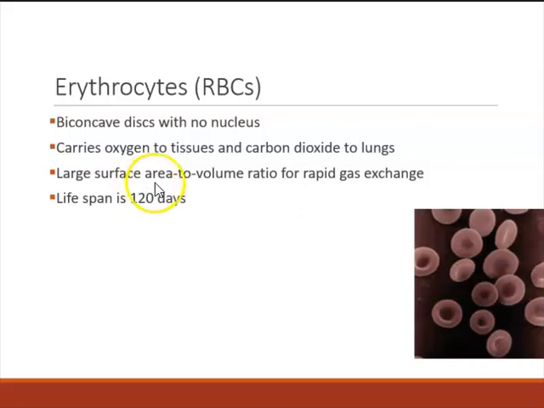Erythrocytes have a large surface area to volume ratio for rapid gas exchange, and the lifespan of erythrocytes is 120 days. This is important clinically, especially for diabetics. We talk about a lab value called HbA1c. HbA1c is basically glycosylated hemoglobin, and like I said before, hemoglobin is a very important protein on red blood cells that allows for the oxygen carrying capacity of the cell.